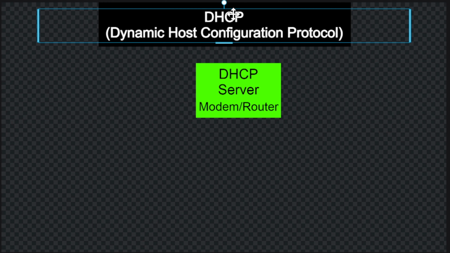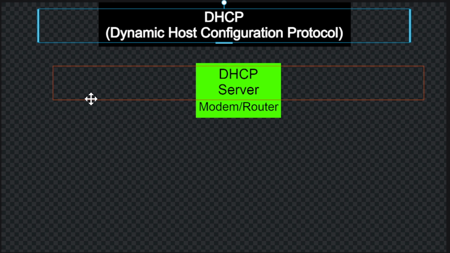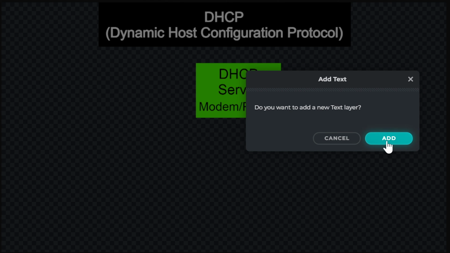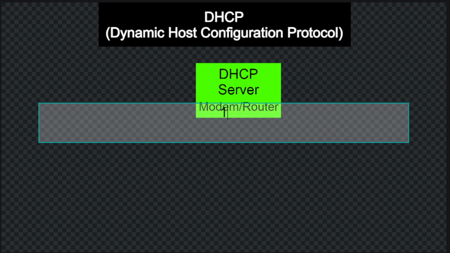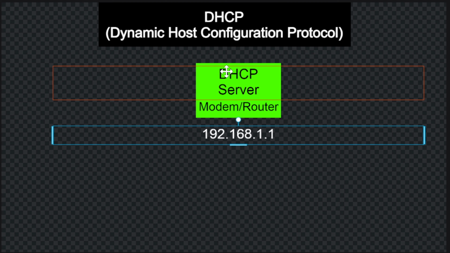And this is done by the DHCP server dynamically assigning an IP address. Keep in mind that dynamic in this case means it can be a random IP address, based usually on availability. So if you have an IP address starting with, say, 192.168.1.1, let's say that's the IP address of this DHCP server.